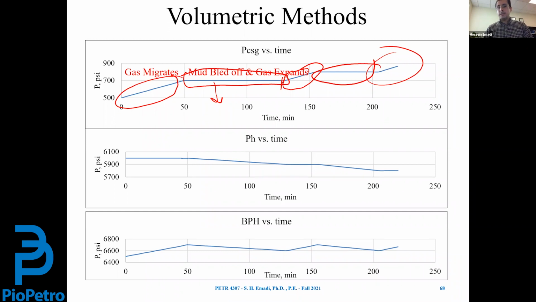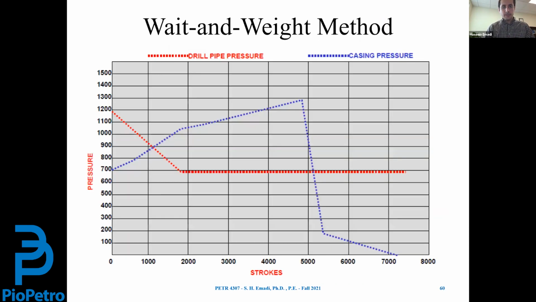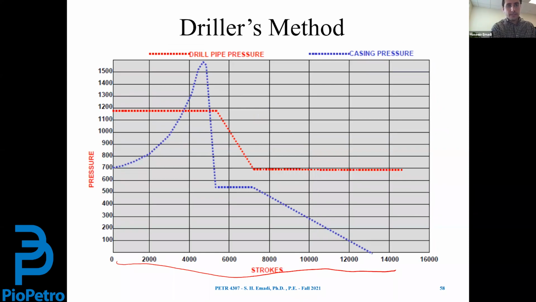So we keep doing that till the gas bubble reaches the surface, and then we replace the gas bubble with the current mud. And at that point, the casing pressure goes back to zero. So what you guys are seeing here is basically the first part of the driller's method. In the driller's method, as you see here, you see a continuous increase. However, when we do the volumetric method, it becomes like this.